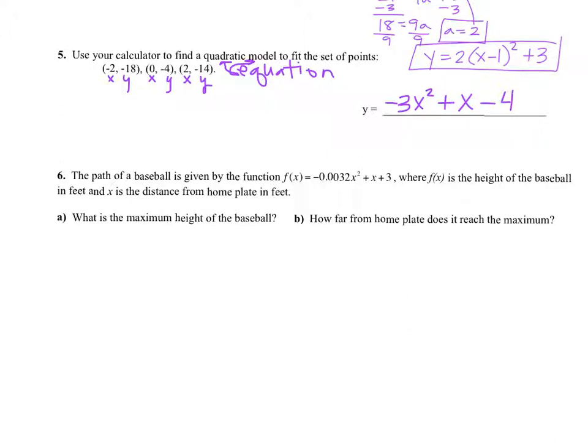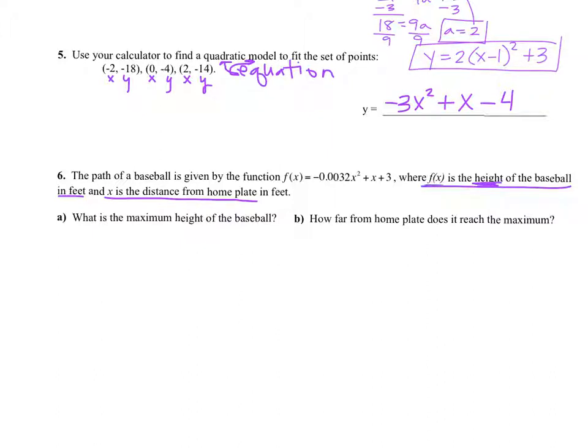Number 6, I said that was the last one. Sorry, this is the last one. 6 says this: the path of a baseball is given by the function shown, where f of x is the height of the baseball in feet. X is the distance from home plate in feet, okay? The question is, what is the maximum height of the baseball, and how far from home plate does it reach the maximum, okay?